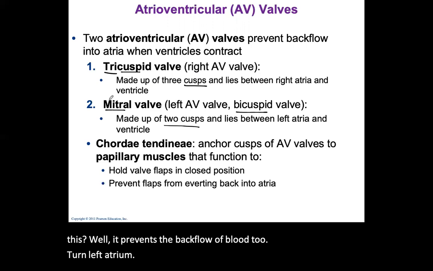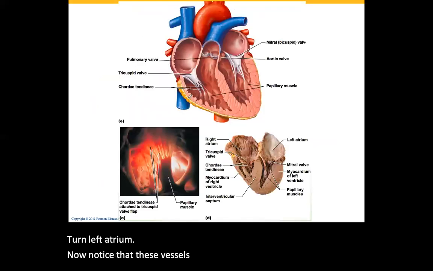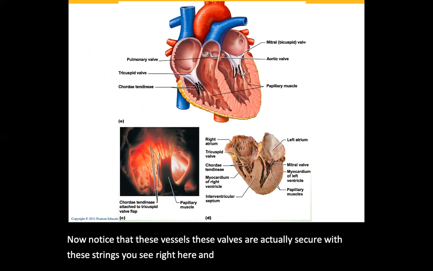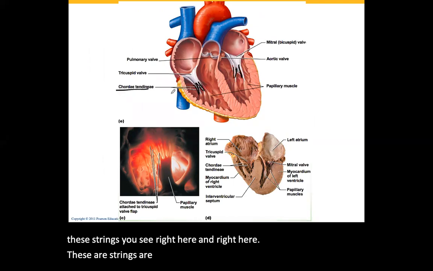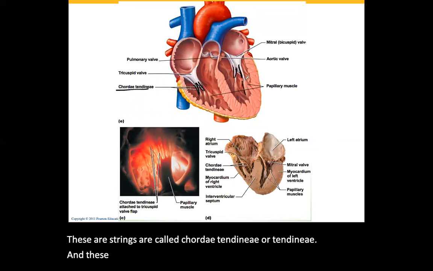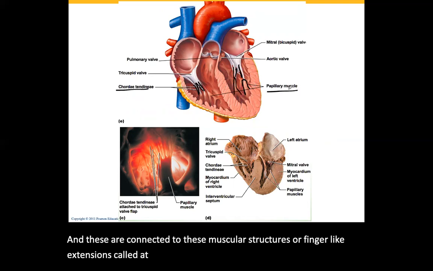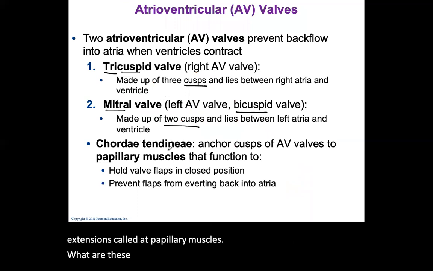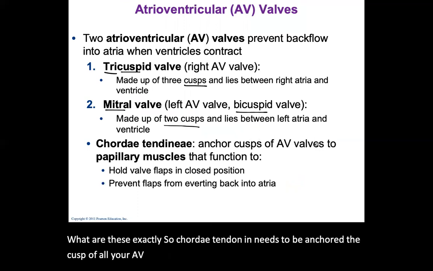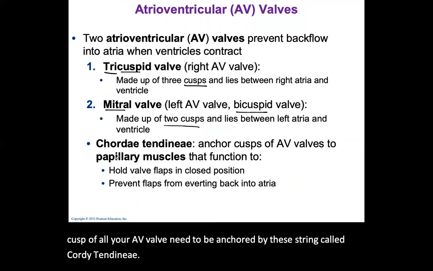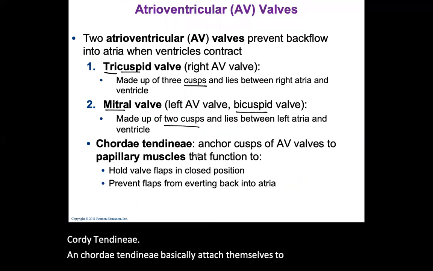Now, notice that these valves are actually secured with these strings you see right here and right here. These strings are called chordae tendineae, and these are connected to these muscular structures or finger-like extensions called papillary muscles. So what are these exactly? The cusps of your AV valve need to be anchored by these strings called chordae tendineae. And chordae tendineae attach themselves to the papillary muscle to secure themselves.